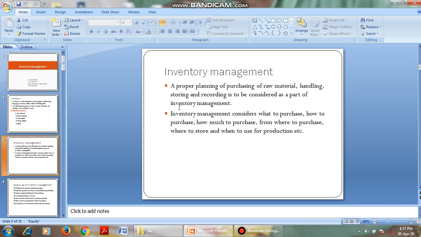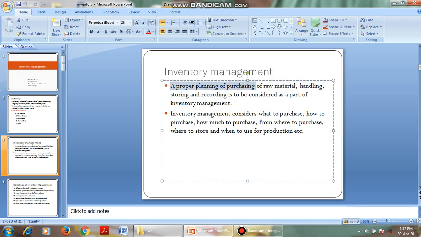Okay, coming to inventory management. What is inventory management? A proper planning of purchase of raw material, handling the raw material, storing the raw material, and recording it is considered a part of inventory management. Simply, we can say that inventory management is planning for purchase of raw material, handling of raw material, storing of raw material, and recording of raw material. We call this inventory management.